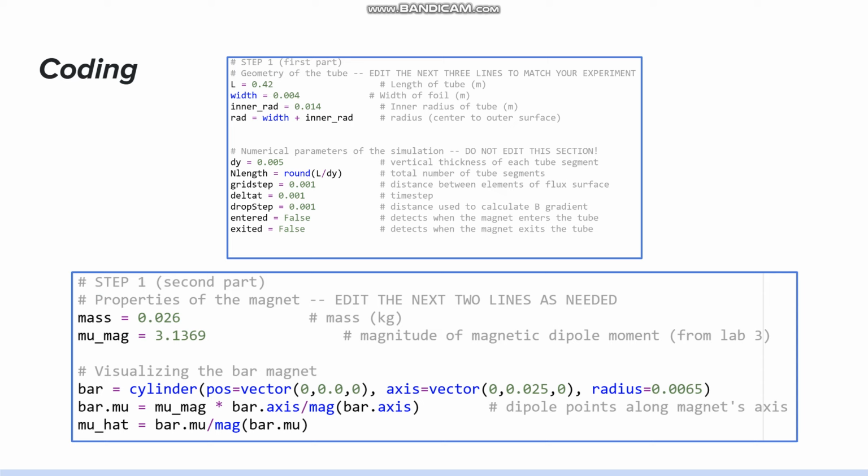Model. As seen here are 2 pictures of the model from this lab. In the first, top picture is the geometry of the tube, including variables such as length, width, and radius. And in the bottom picture are the properties of the magnet, including, very importantly, the magnitude of the magnetic dipole moment, as calculated from Lab 3.